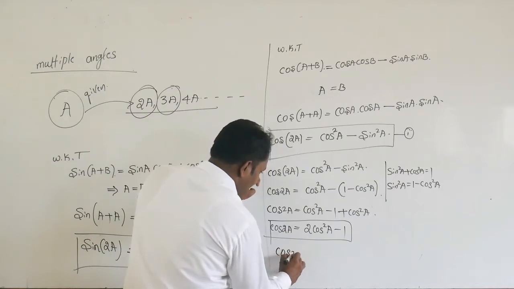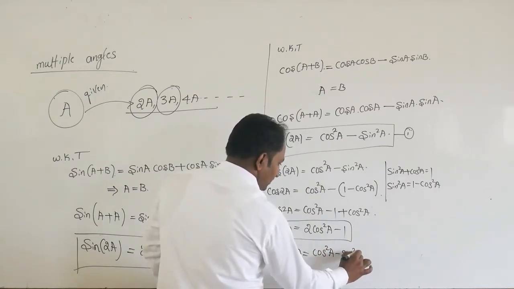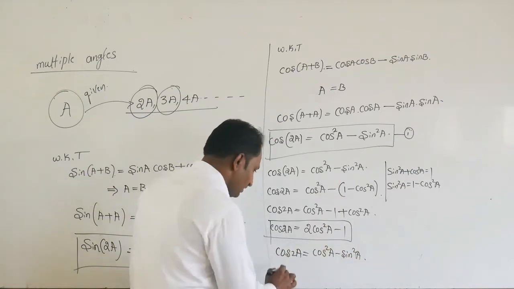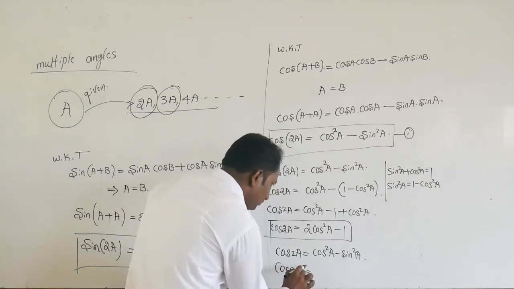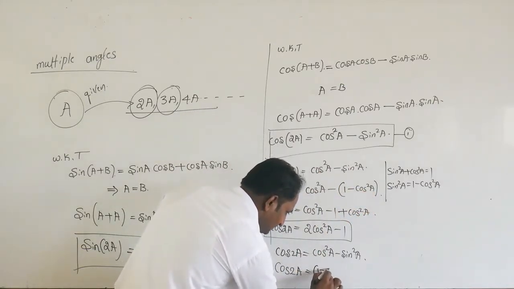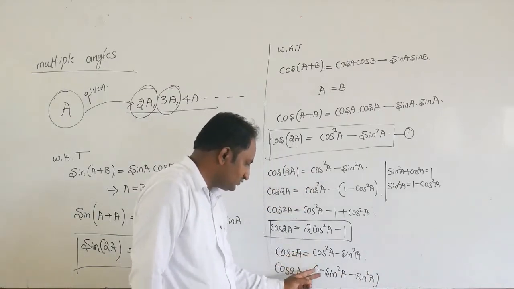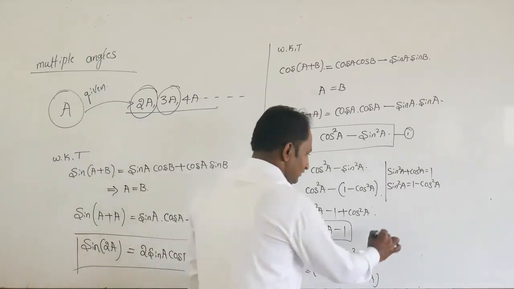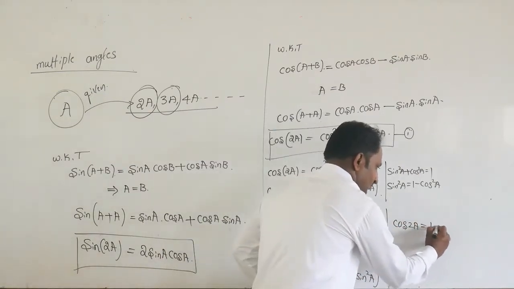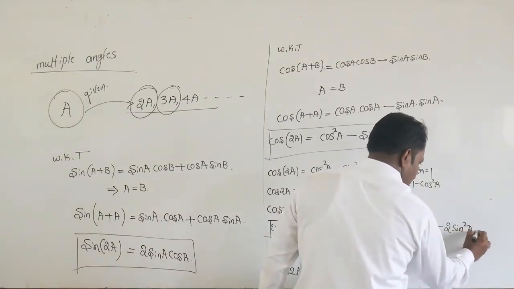Similarly, we get cos of 2A is equal to cos square A minus sin square A. Consider cos of 2A is equal to cos square A minus sin square A. Then here cos square A changes to 1 minus sin square A, minus sin square A. Finally cos of 2A is equal to 1 minus sin square A minus sin square A, the value is 1 minus 2 sin square A.